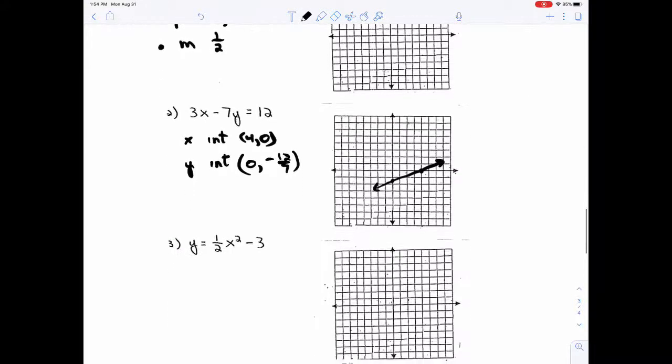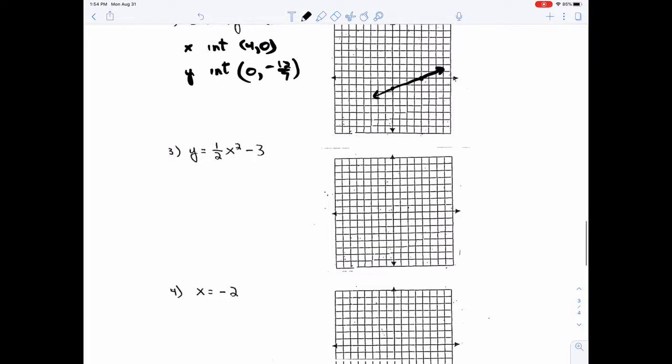Okay. Let's take a look at this one. Okay, so the y is by itself, so the y-intercept is 0, -3. And the slope is 1/2. How can this be? This is impossible. There is no way this can be.